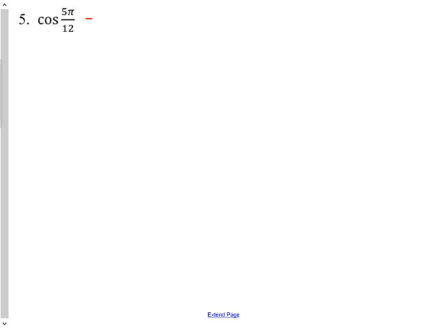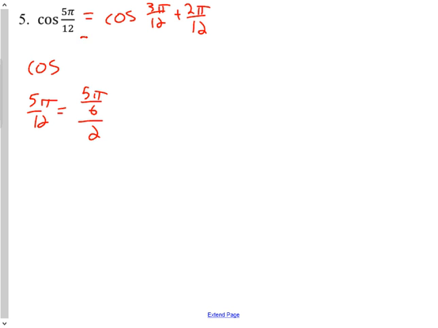Now a little note, some might say, why don't we do cosine of 3 pi 12 plus 2 pi 12? We can do that. However, with this one, we're getting our u over 2 practice in, so we're going to use that one. So again, 5 pi 12 is half of 5 pi 6. So this is cosine of 5 pi 6 over 2. Now, 5 pi 12 is in quadrant 1. So again, cosine is positive in quadrant 1. So even though 5 pi 6 would be negative, we have to consider just this.